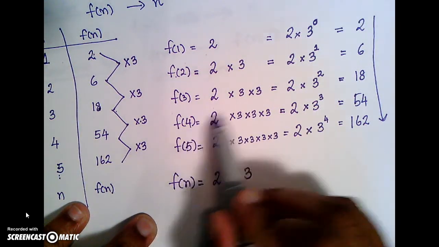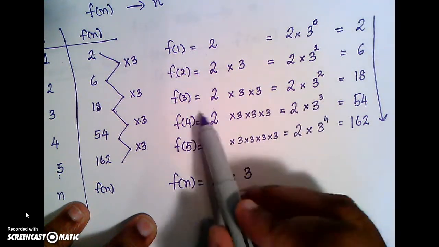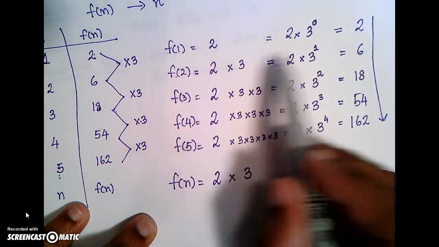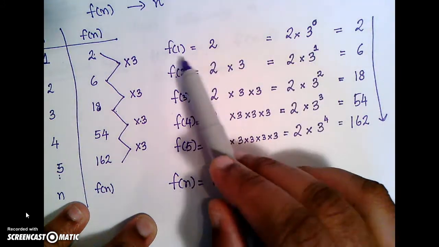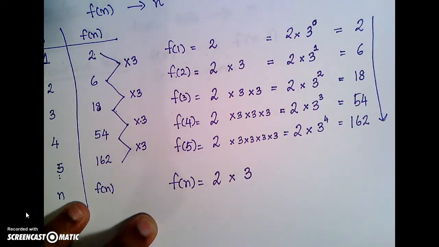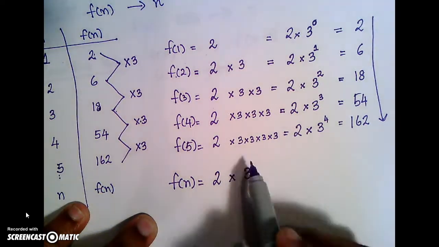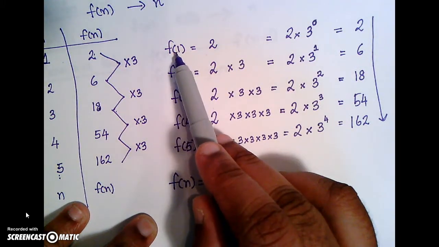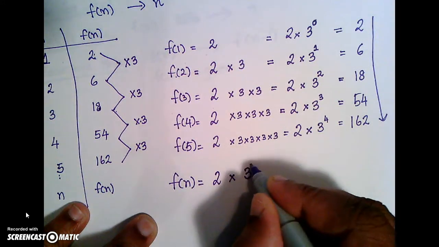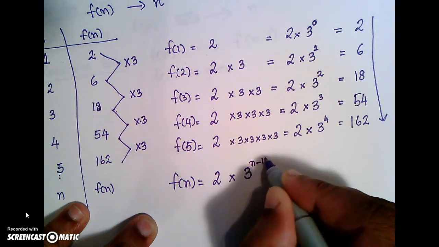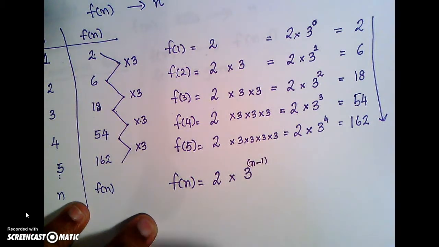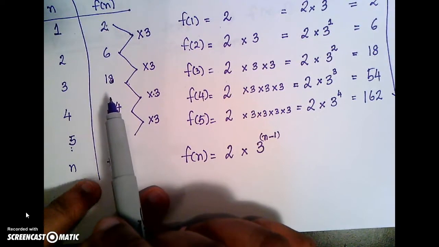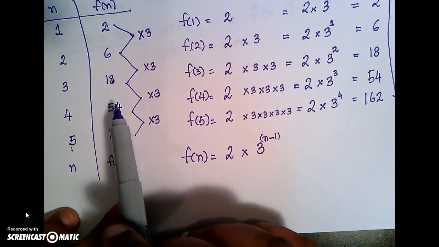If I look at the pattern, if it's the fifth term, my exponent is 4. If it is the fourth term, my exponent is 3. For my third term, my exponent is 2. For the second term, my exponent is 1. And for my first term, the exponent is 0. So every time my exponent is 1 less than my input. So this is n minus 1. So that will be my exponent. So this is a specific rule for this specific geometric sequence.